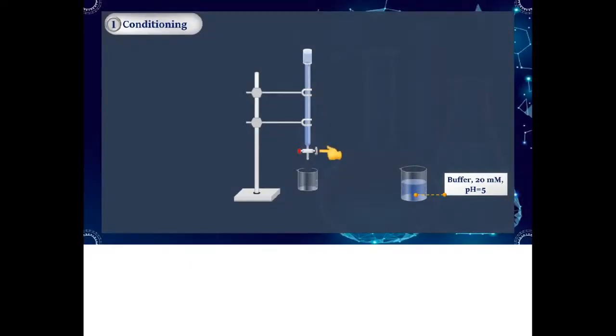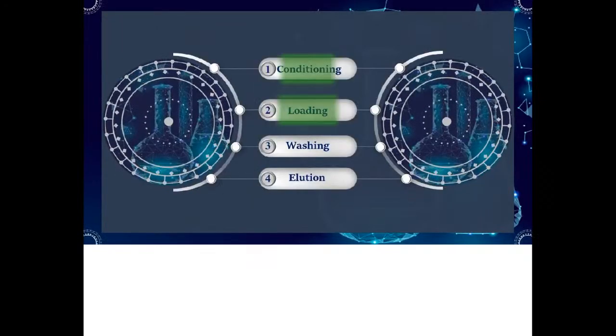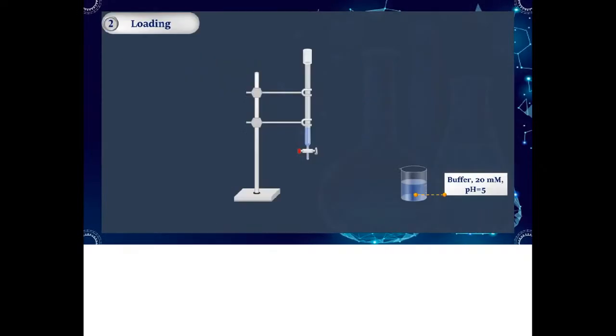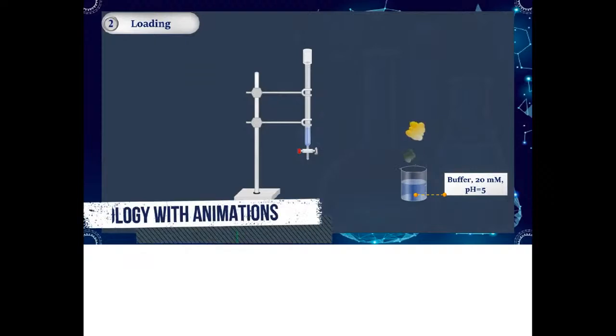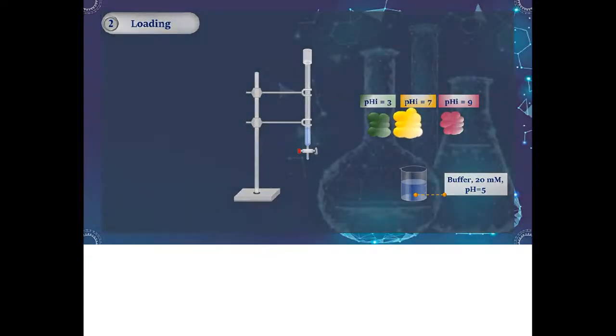When the column is equilibrated, the second step is sample application. Depending on the pH of their environment, proteins may carry a net positive charge, a net negative charge, or no charge. This net charge can be determined by comparing the pI of each protein with the pH of the buffer. Proteins are large biomolecules, consisting of one or more long chains of amino acid residues.